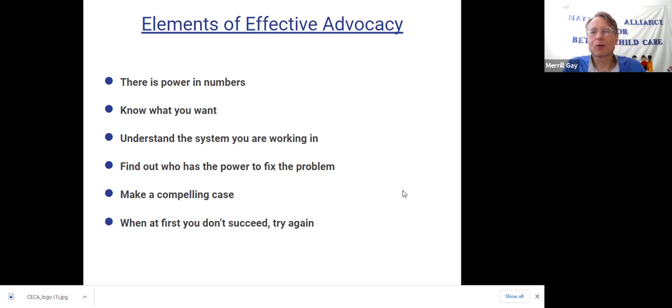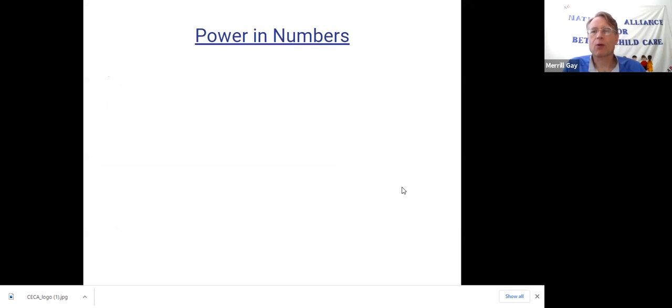So let me work through those steps or elements of an effective advocacy effort. The first is the power in numbers. It's really easy to ignore an individual. It's a lot harder to ignore a group, and the bigger the group, the harder it is to ignore.